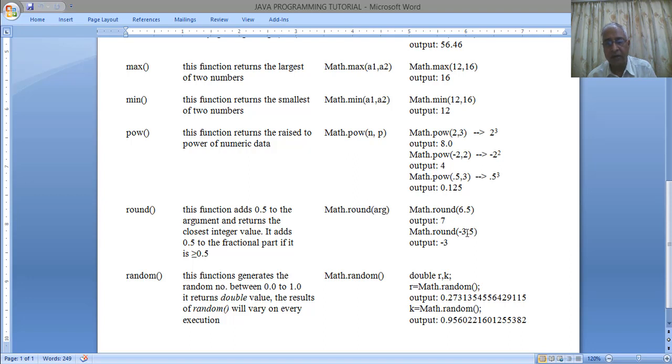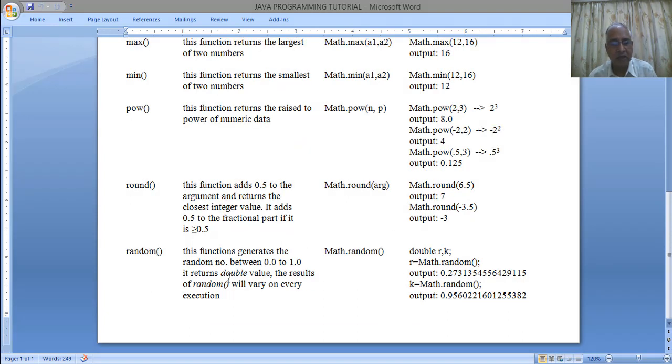Math.round(-3.5) will become -3, because when 0.5 is added to -3.5, we get -3, which is greater than -3.5. And if it is -3.4, then it will remain -3 only. -4 will become -4. If it is 6.4, then it will remain 6 only. So 0.5 is added and the next integer value is given.